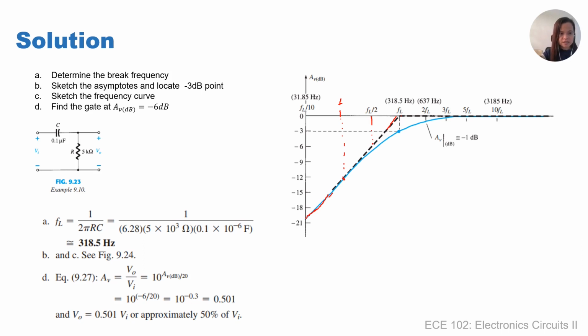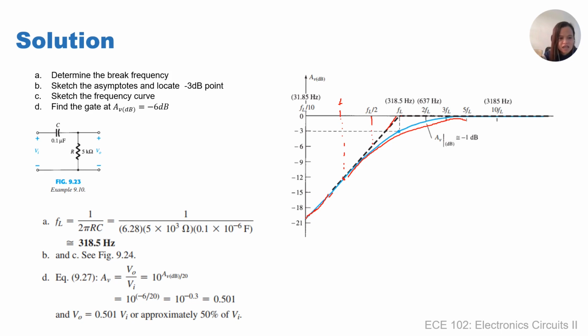For the real frequency curve, we already got the cutoff frequency. Where the cutoff frequency is, that is the negative 3 dB point. From that, we can draw the curve of the circuit.